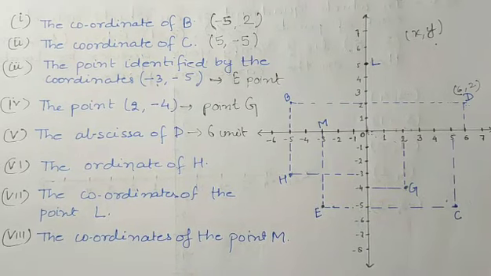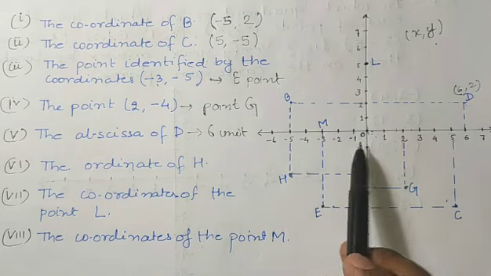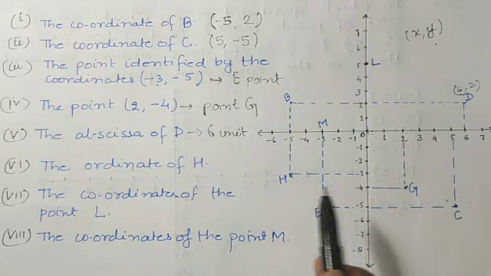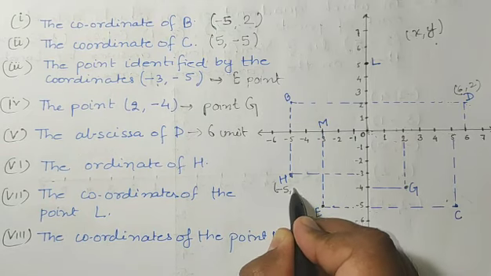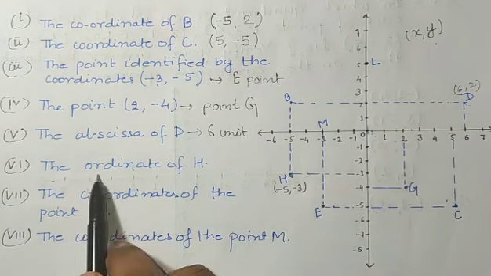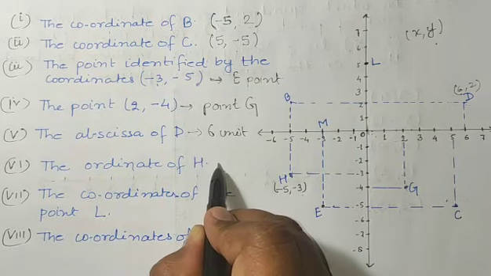Okay students, now sixth part is the ordinate of H. In the figure where is H? H is here. What will be the coordinate of this H? Towards the x-axis it is -5, towards the y-axis it is -3. So the coordinate of this point will be (-5, -3). So what is the ordinate of H? This is abscissa and this is ordinate. So ordinate is what?